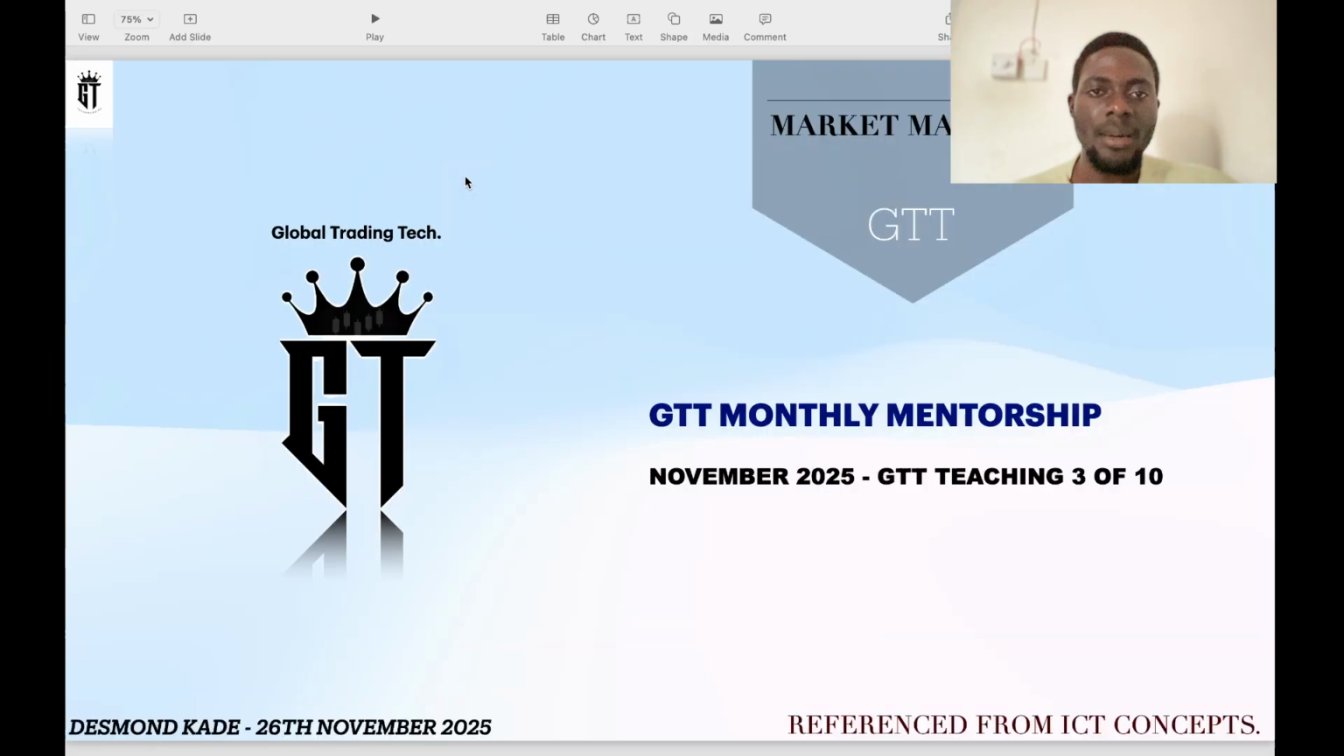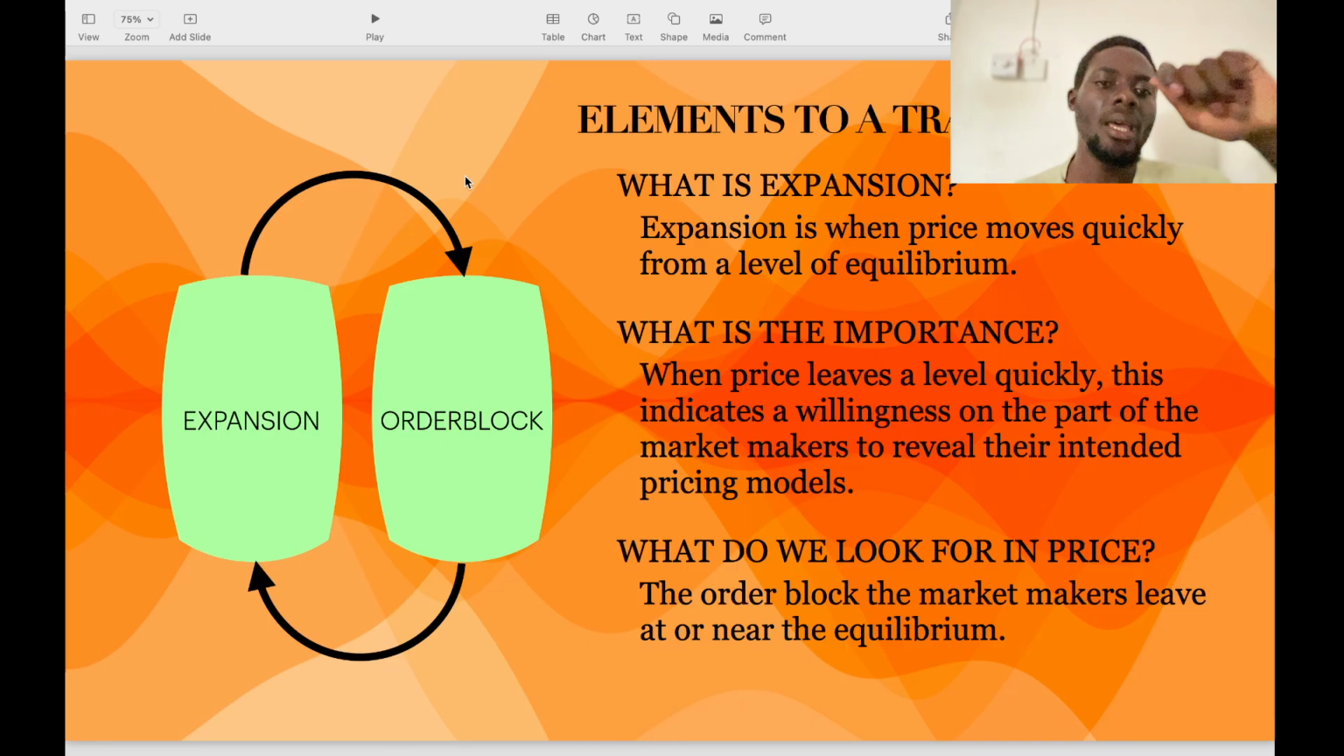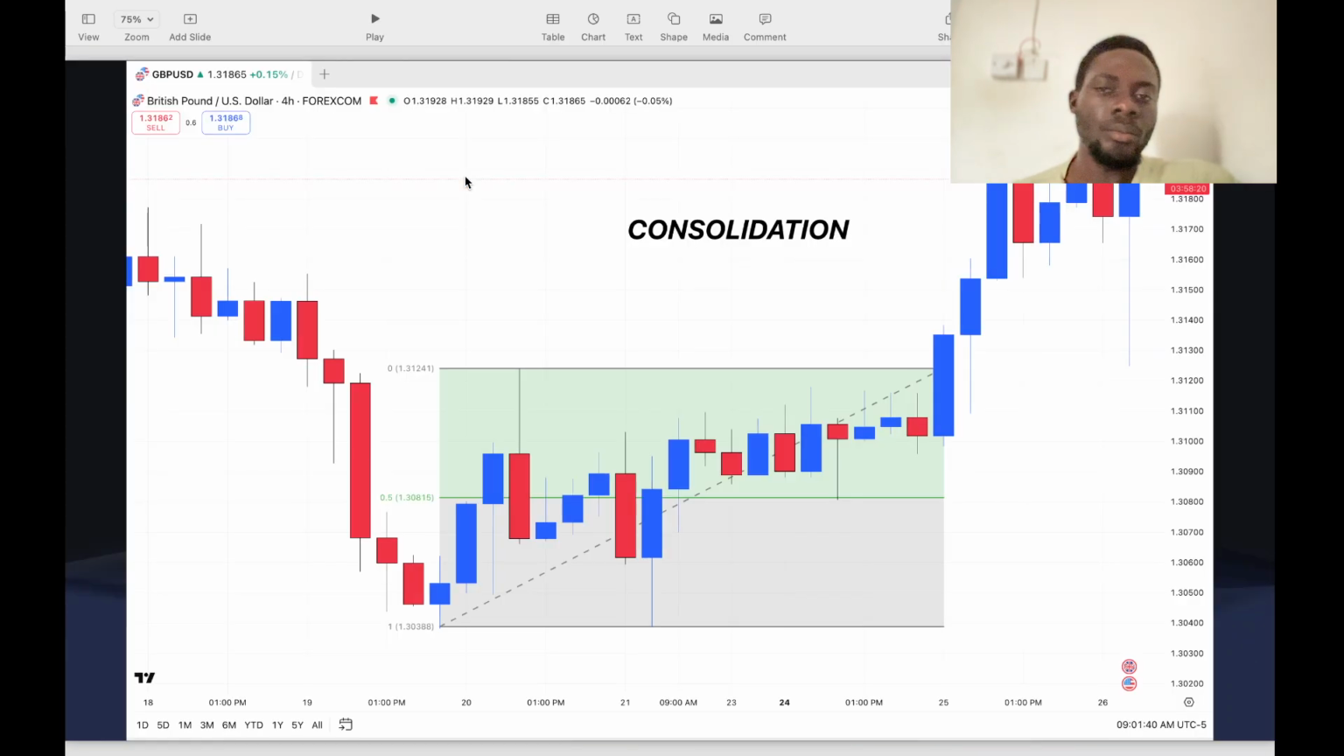So that's it. Elements to a trade setup. That's the end. Expansion, retracement, reversal, consolidation, order blocks, fair value gaps, liquidity pools, and equilibrium.